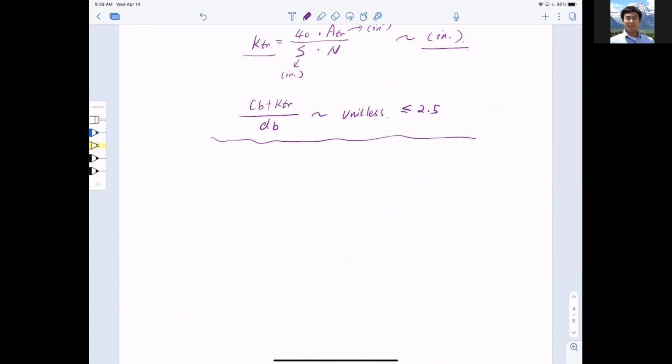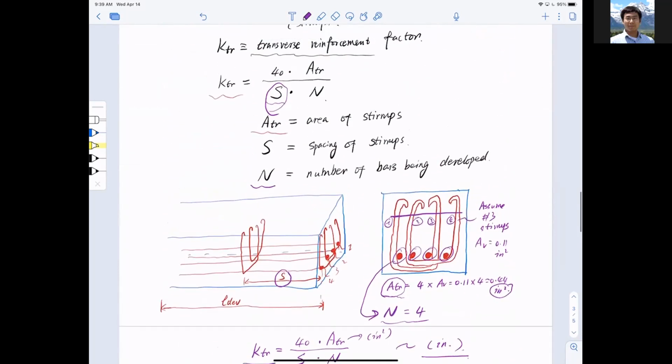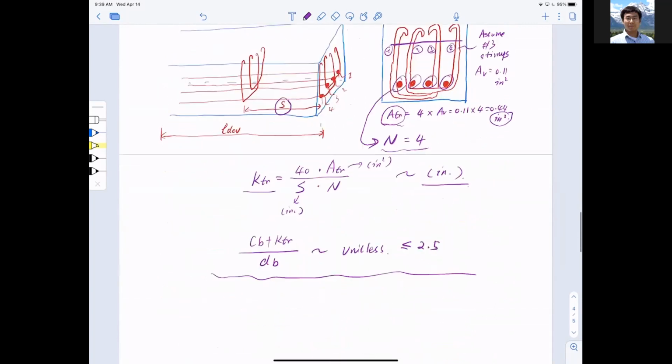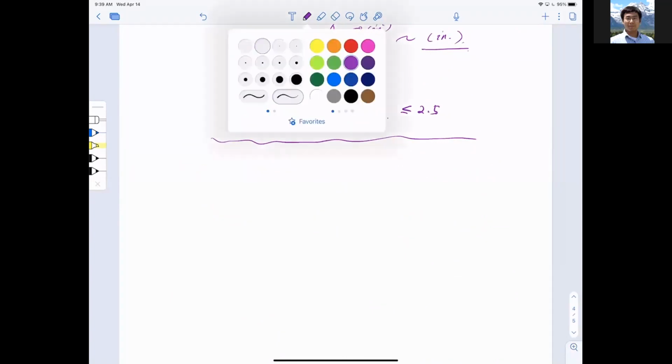All right. A little bit of complication, but it's not too bad, right? Not too bad. Now you know how to calculate Ktr. Now we're not done yet. Remember those coefficients, those factors, psi t? Let me just go back.